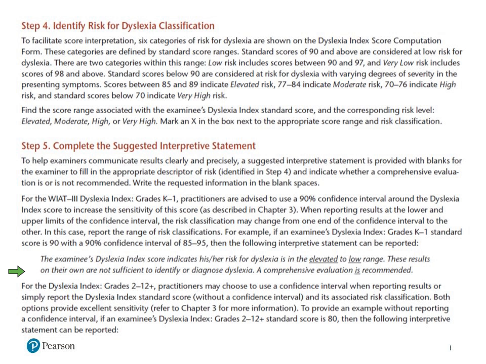Essentially what you're doing here is giving it, computing it, identifying the risk classification, and then making an interpretive statement about what we should do with that child. In this situation, we would say something like, and I can show you this one here in the middle of the page: John Doe's Dyslexia Index Score indicates his risk for dyslexia is in the elevated to low range. These results on their own are not sufficient to identify or diagnose dyslexia. A comprehensive evaluation is recommended.